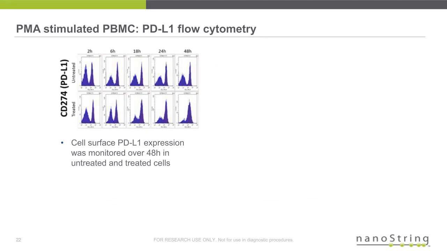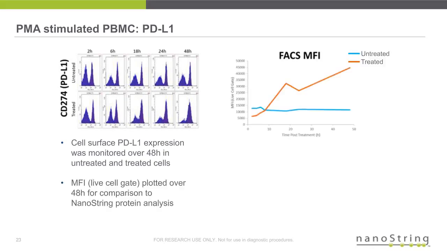So we could talk all day about validation, but I'm just going to show a little bit of data here. This is stimulating cells over a time course with PMA. In this case, we're looking at PD-L1 and showing changes in a sample that's been either stimulated, treated, or untreated, and showing an increase in fluorescence here with the treated sample, as you would expect. Just another way to look at that here is mean fluorescence intensity, showing with the treated sample the increase in expression, and the untreated, no increase in expression.